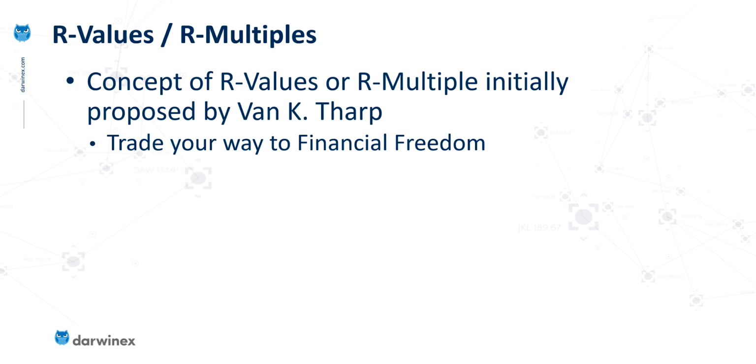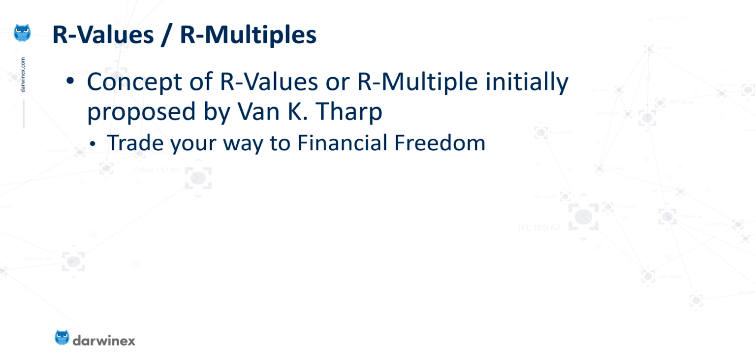I first came across the concept of R-values or R-multiples from a book called Trade Your Way to Financial Freedom by Van Tharp. And I think I got my first copy of this in about 2008. It was a second edition. However, the book was initially published, I think, in the late 90s. And so it's a relatively old book now, but it is absolutely ram-packed with great ideas for developing trading strategies and also position sizing and assessing the effectiveness of different trading strategies.